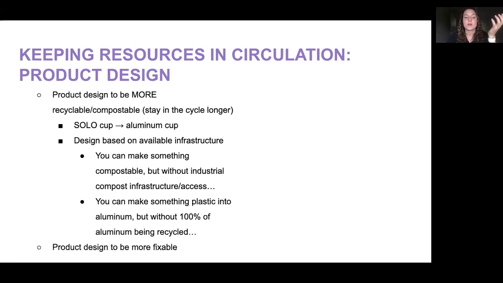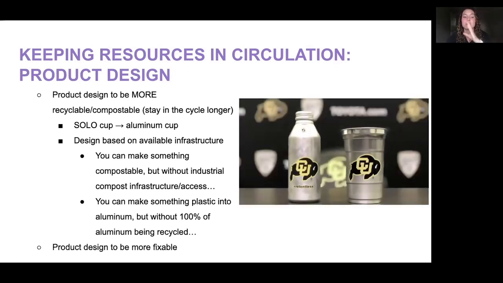So an example of a work in progress of designing products to be more circular is the Solo Cup being replaced with an aluminum cup at the CU Stadium. So a Solo Cup is a number 6, that polystyrene that I described as a crap plastic, for which there is no recycling market really. Aluminum, on the other hand, is infinitely recyclable. So it's obviously far better than a Solo Cup in the recycling world.